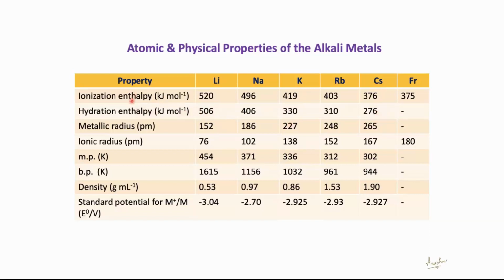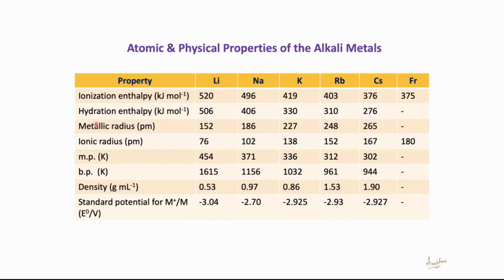So whenever the ionization enthalpy is required, we will talk about the radius. In case of hydration enthalpy also, we will talk about the ionic potential. Now the ionic potential is inversely proportional to the radius. So the less the radius, the more the hydration enthalpy. And the more the radius, the less the hydration enthalpy.